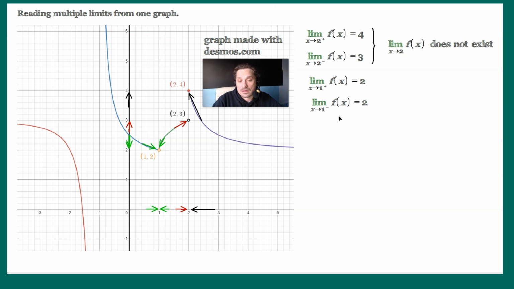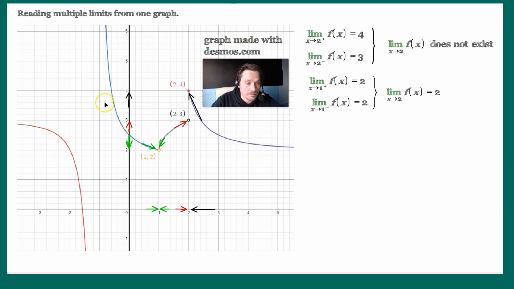When you have this occur, in other words, when the left and right hand limits are the same, what we can conclude is the following. That the overall limit as x approaches 1, no more plus or minus up there, of f of x exists and its value is equal to 2. The fact that right here at the point (1, 2) the function is not defined, again, going back to the previous lesson, is not relevant for limits.